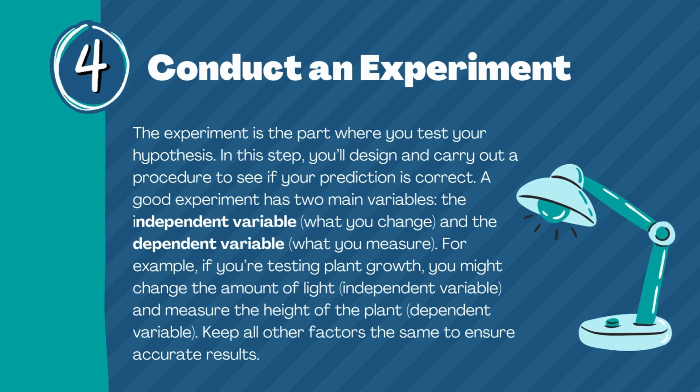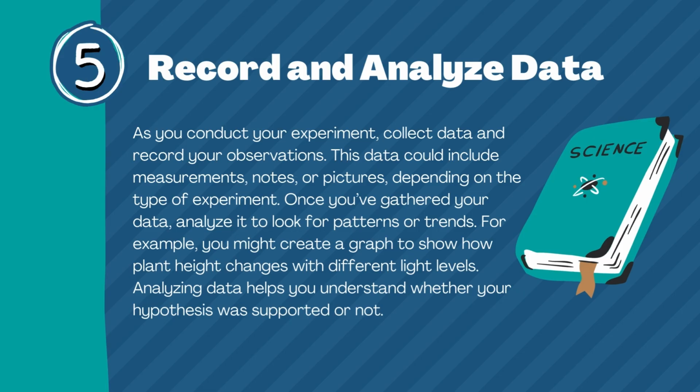Now, here's the fun part. It's time to conduct an experiment. The experiment is the part where you test your hypothesis, basically your educated guess. In this step, you design and carry out a procedure to see if your prediction is correct. A good experiment has two main variables: the independent variable, which is what you change, and the dependent variable, what you measure. For example, if you're testing plant growth, you might change the amount of light, which is the independent variable, and you might measure the height of the plant, which is the dependent variable. Keep all other factors the same to ensure accurate results.